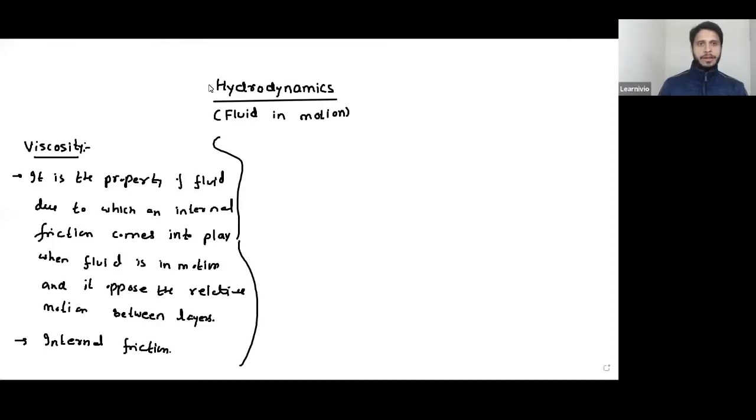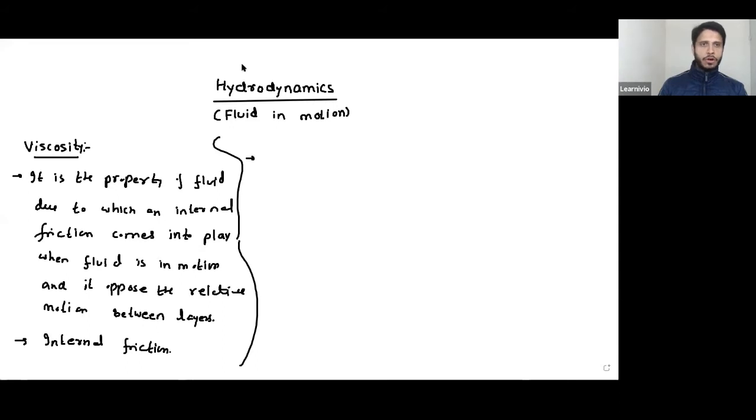So okay, I'm repeating again. It's hydrodynamics, which is the study of fluid in motion. We start hydrodynamics with the concept of viscosity. Viscosity is the property of fluid due to which one layer opposes the motion of another layer. It's a type of internal friction which acts between the layers of the fluid. When I'm saying fluid, it's both liquid as well as gases.